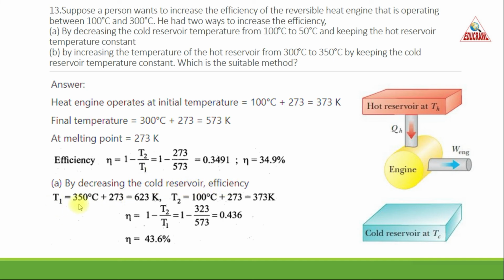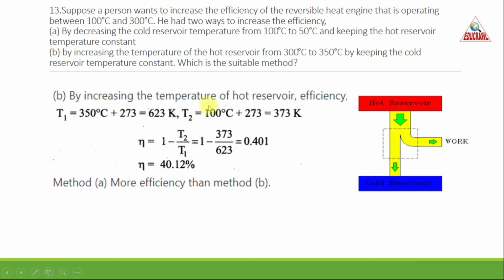So T1 is equal to 350 degrees Celsius. Converting it into Kelvin, we get 623 Kelvin, and T2 is equal to 100 degrees Celsius, which is equal to 373 Kelvin. Once again substituting these data in our efficiency formula, eta is equal to 1 minus T2 by T1, you get 1 minus 323 divided by 573, which is equal to 0.436. So the efficiency is 43.6% by the first method.